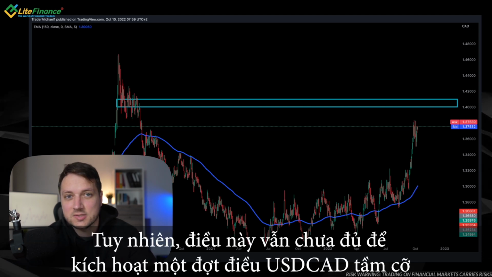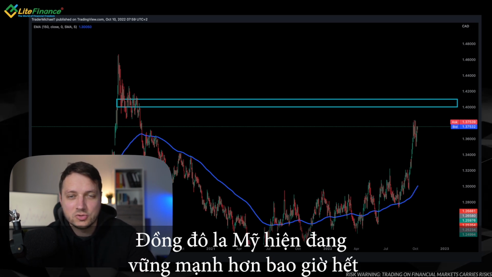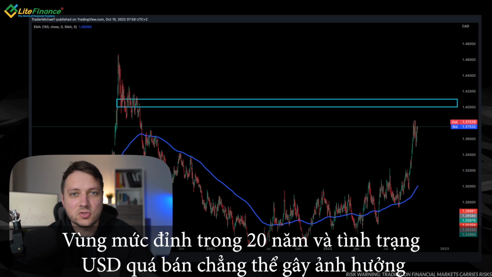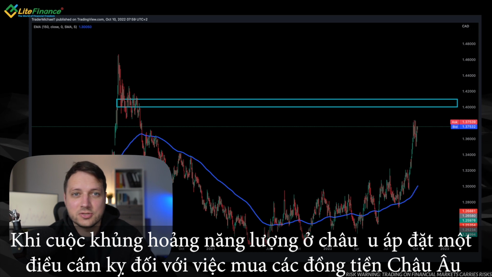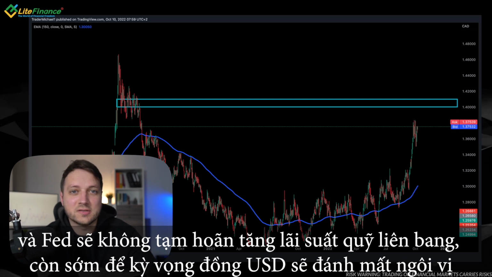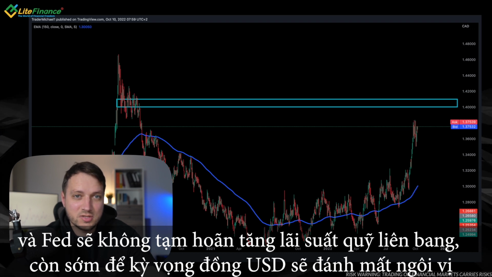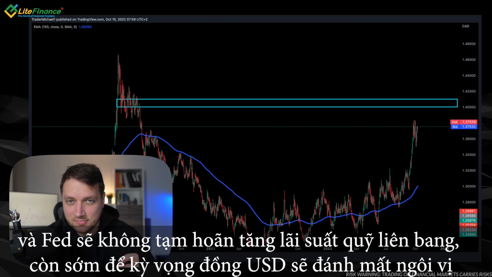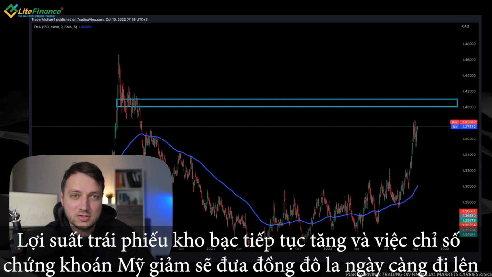And yet, this is not enough for a serious USD CAD correction. The US dollar is stronger than ever, the 20-year high zone and the oversold USD don't matter. So when the energy crisis in Europe imposes kind of a taboo on purchases of European currencies, and the Fed is not going to suspend the increase in the federal funds rate, it is too early to expect the greenback to lose its high status. So the continued rally in treasury yields and the fall in US stock indices will push the USD even higher.